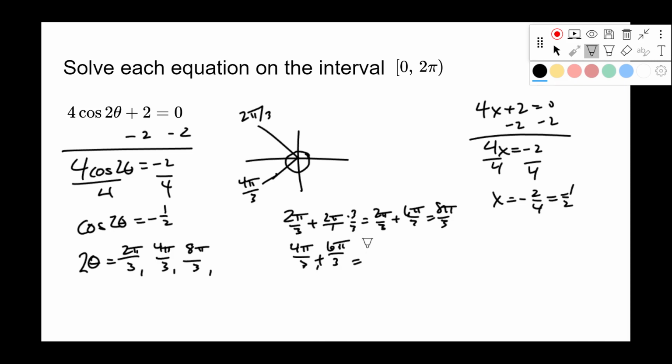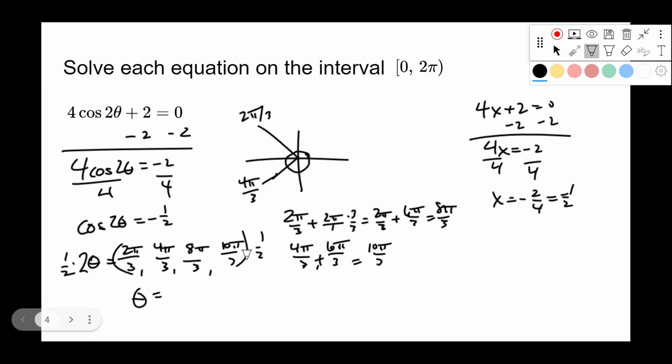6 pi over 3. That's 10 pi over 3. But now I want to solve for theta, so I'm going to multiply all of them by a half to knock out the 2. I get theta equals 2 pi over 6. You could also cross cancel if that's easier. I think that's actually easier.